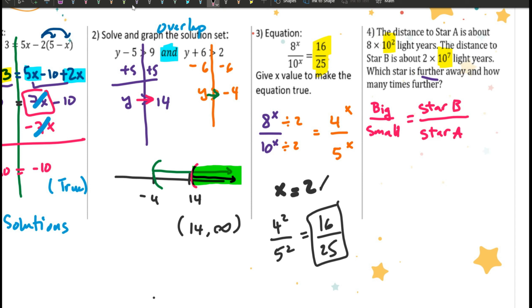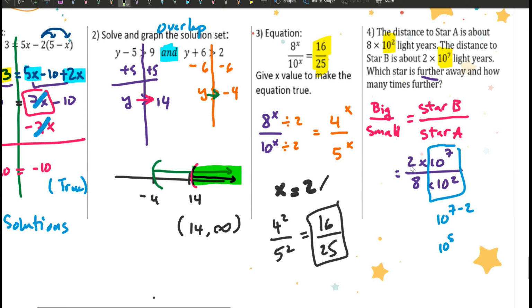Okay, so star B is 2 times 10 to the 7 power light years away, and star A is 8 times 10 to the second power light years away. So we can use the quotient rule of the power. We can subtract the exponent, 7 minus 2, that would be 10 to the 5th power. 2 divided by 8 is 0.25.